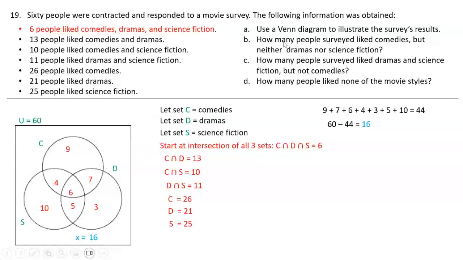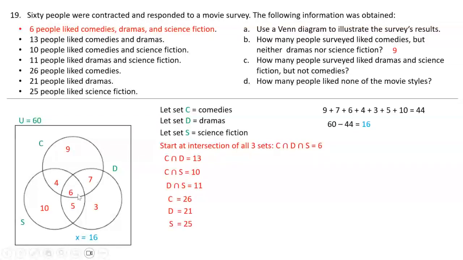Now for part B, how many people surveyed like comedies, but neither drama nor science fiction, right? So we're looking at the comedies. How many people like comedies? So all these people here, right? But it says neither drama nor science fiction, so how many people like comedies, but not these right here, drama nor science fiction. So the answer will be 9. There's your answer, 9.